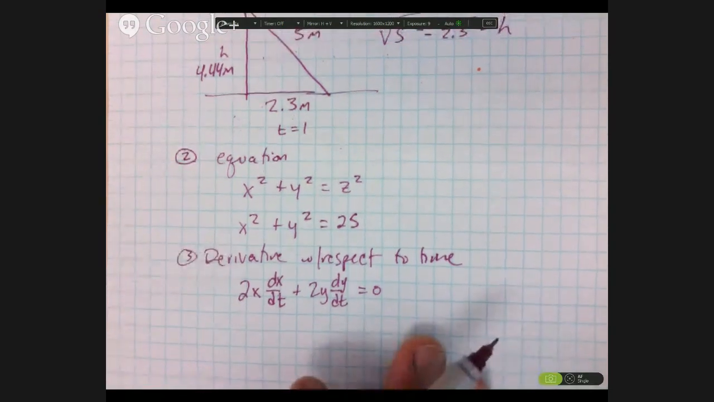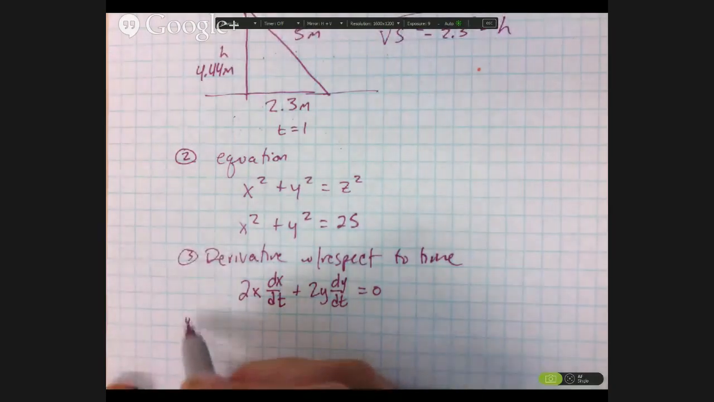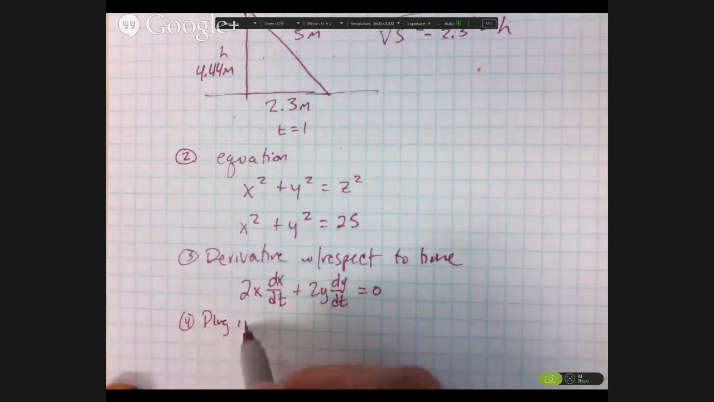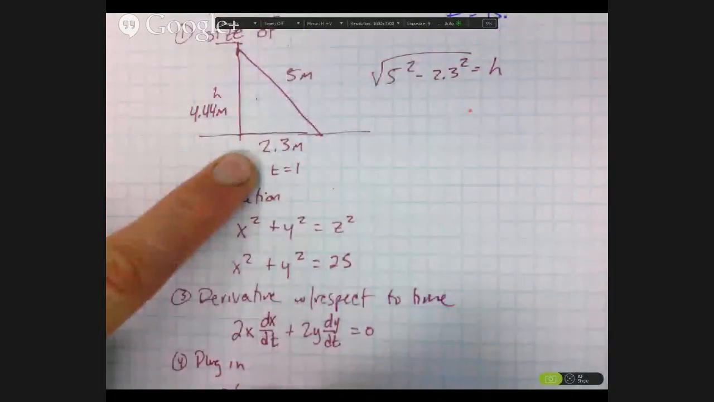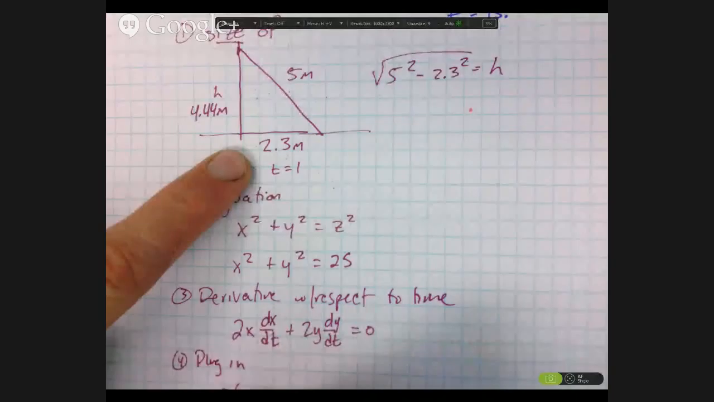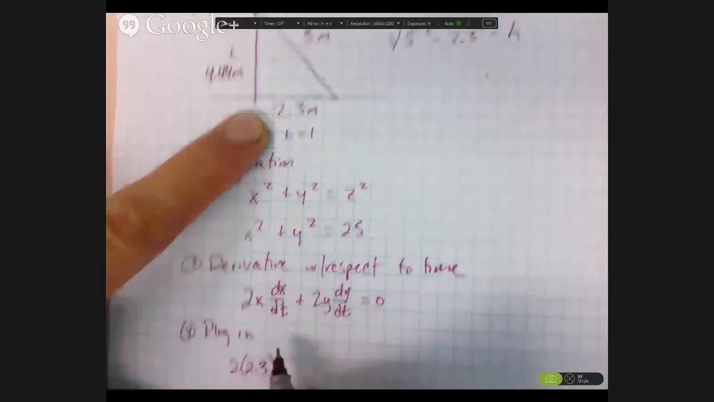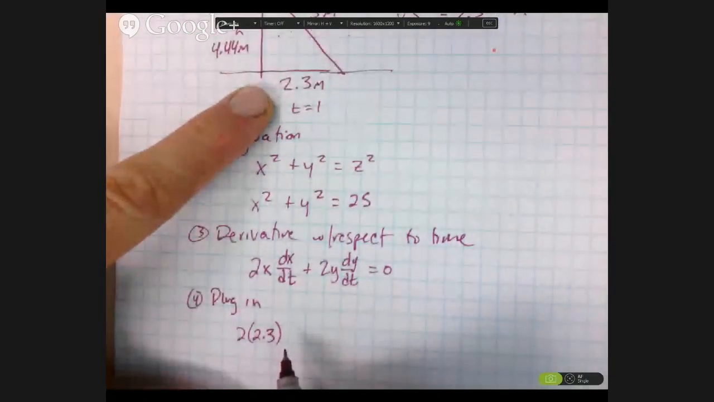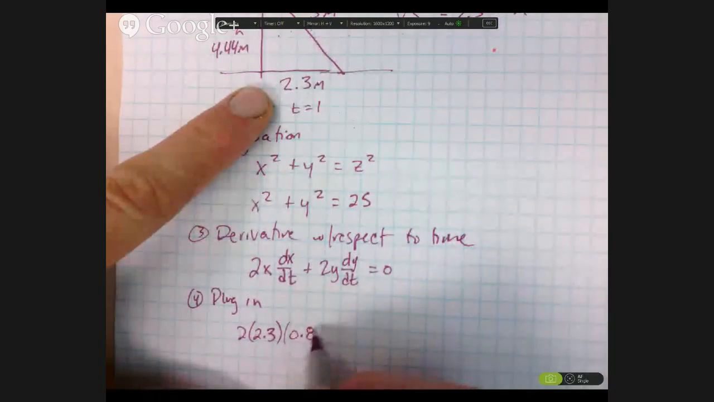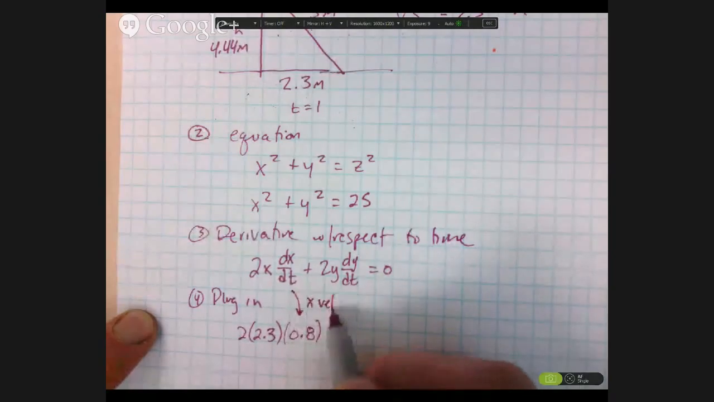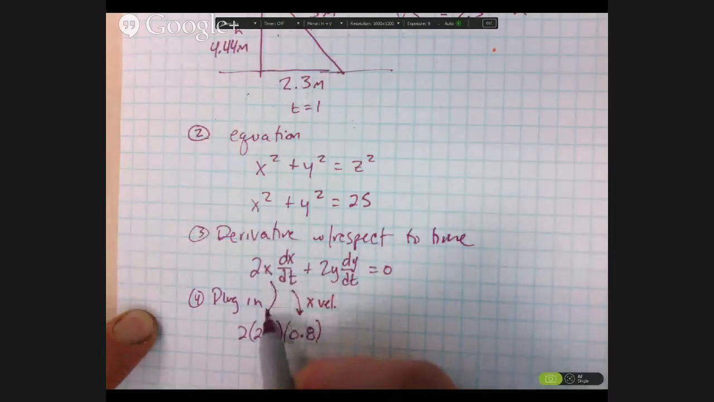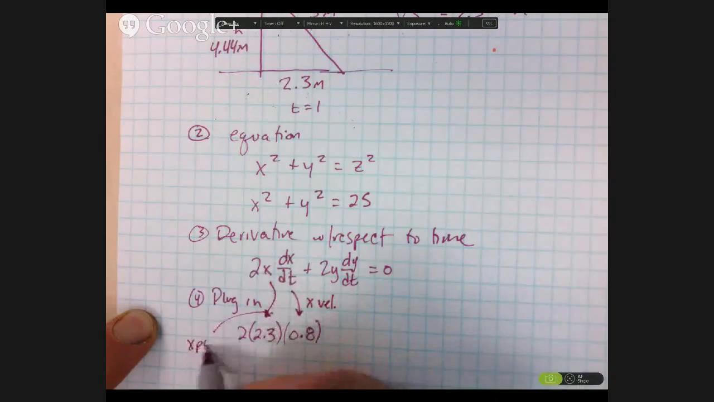Now we plug it in. Wait, what do we plug in? What's our value for x? Right at t equals 1. And what's our velocity, dx/dt, for the x-axis? 0.8. So that is x velocity, x position.